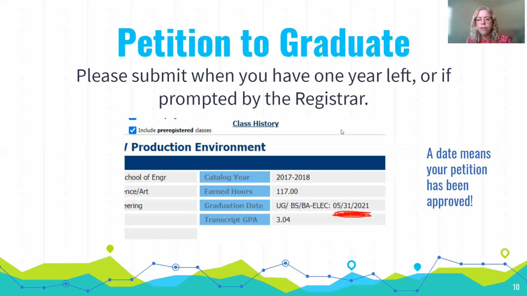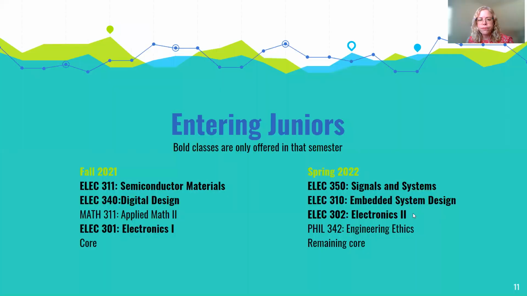If you have 90 units or above, more than likely USD is sending you an email to ask you to petition to graduate. It just gets you on a list so we can start looking at you and making sure that you're going to graduate on time. If you've submitted a petition and you have a date next to your graduation date, that means it's been approved. If there is no date there, that means something's not quite right. You might have to resubmit. You can follow up with your advisor about that.